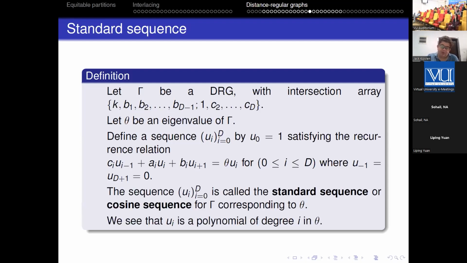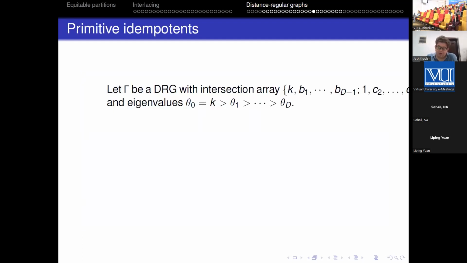We call this a standard sequence or cosine sequence of gamma corresponding to theta. And you can easily show that U_i is a polynomial of degree i in theta, yes, from the recurrence relation. This is an easy induction. So we have in this graph, with the usual intersection array and with distinct eigenvalues k greater than theta 1 greater than theta D.